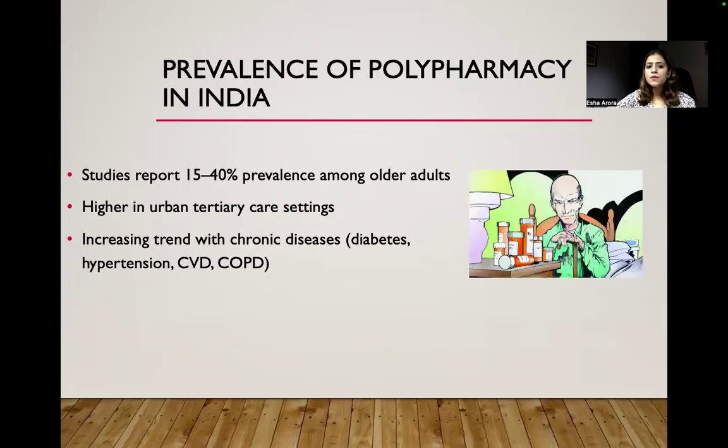Now, India specifically has a prevalence of 15 to 40% of polypharmacy, especially among older adults, and this is higher in urban tertiary care settings. There is an increasing trend because of chronic diseases.